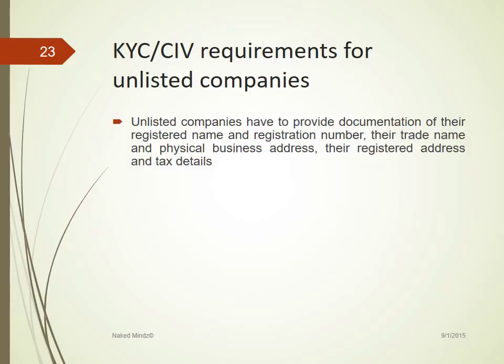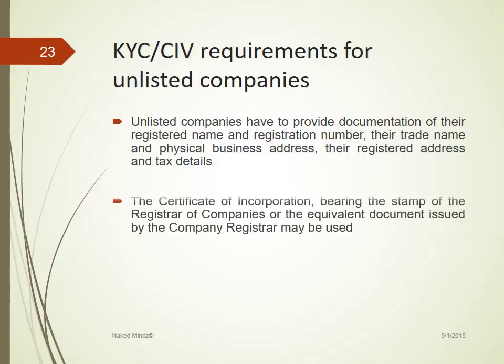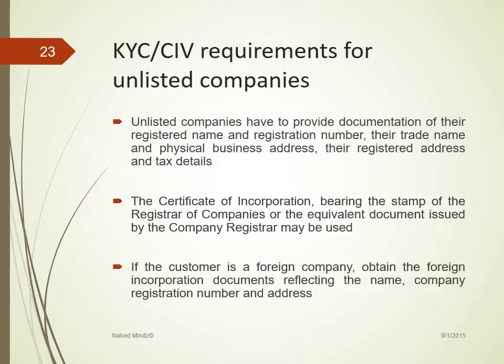KYC CIV requirements for unlisted companies include documentation of registered names and registration numbers, trade names, physical business address details, the registered address and tax details. The certificate of incorporation bearing the stamp of the Register of Companies or the equivalent documentation issued by the company register may be used. If the customer is a foreign company, obtain the foreign incorporation documents reflecting the name, company registration number and address.